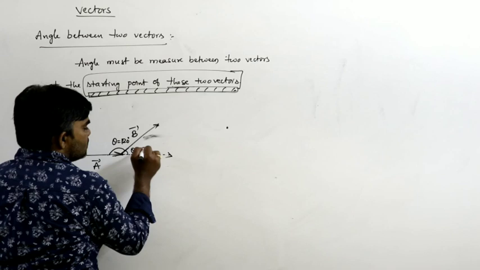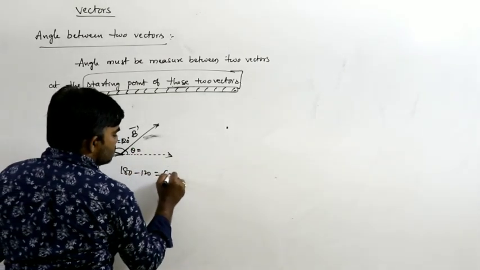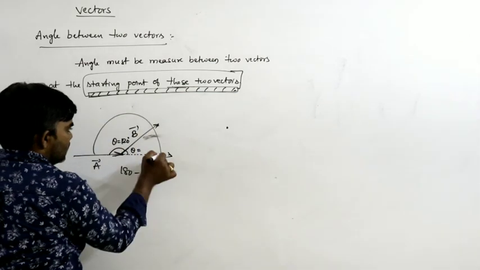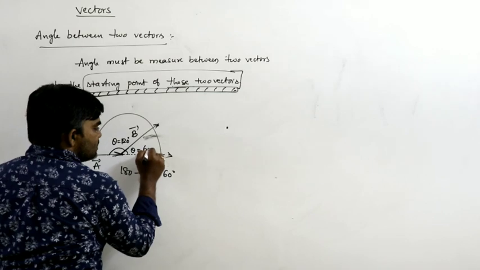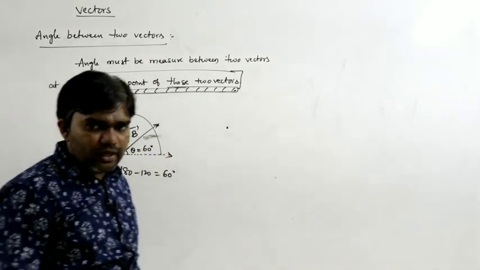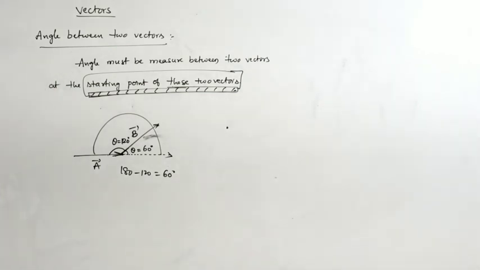So this is the original angle. The original angle is 180 minus 120, that is equal to 60. Here the total angle is 180 and this is given as 120. What is the remaining angle? 60. So what is the angle between A bar and B bar here? 60 degrees. The angle between A bar and B bar is 60 degrees, like this.